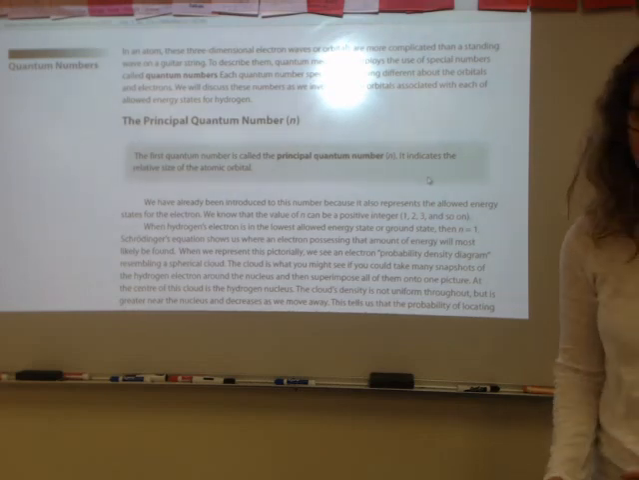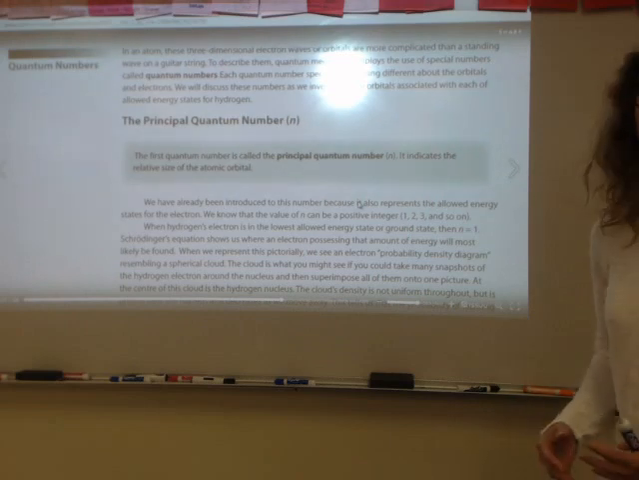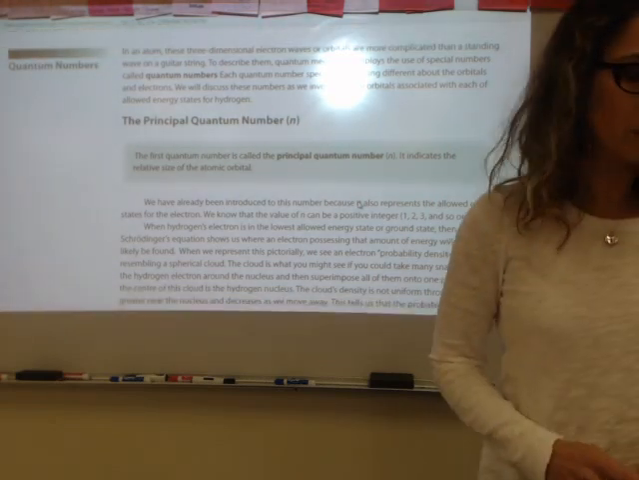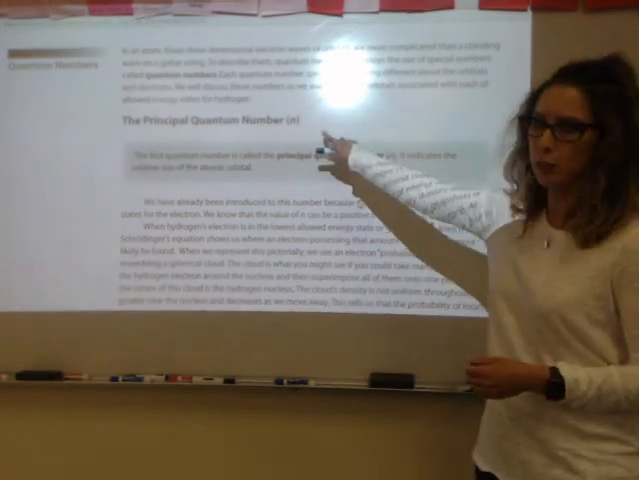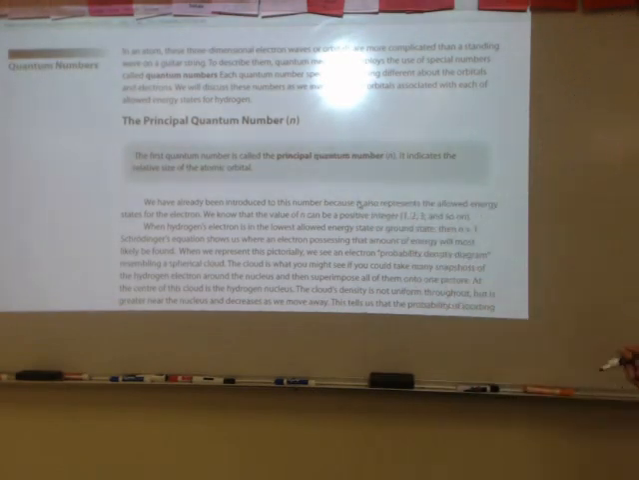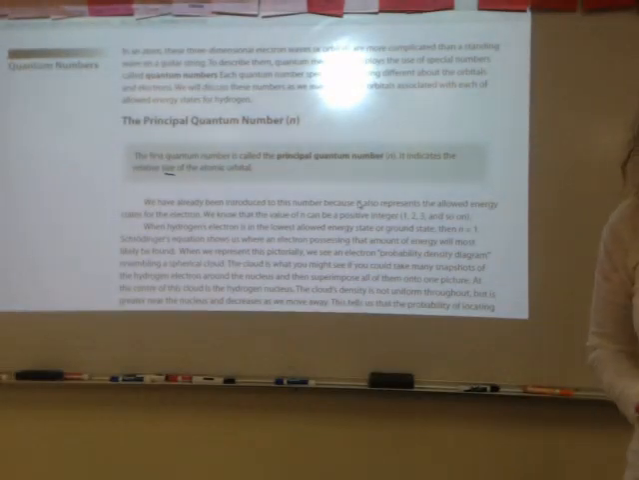And so to describe them, I have to use something called quantum numbers. Each quantum number is going to describe something different about the orbital and the electrons that we're looking at. We're starting with the principal quantum number n. And the principal quantum number n indicates the relative size of the atomic orbital.